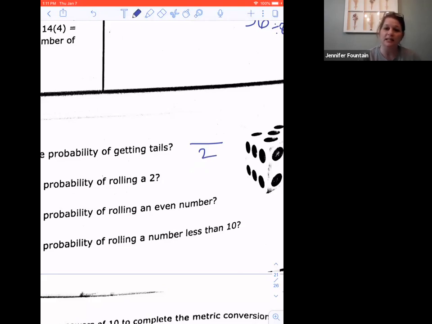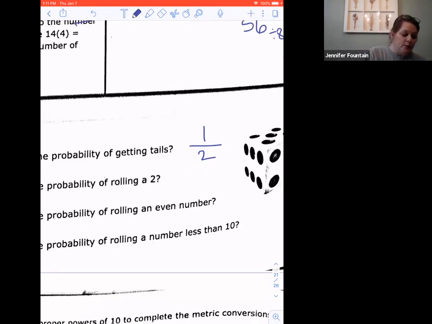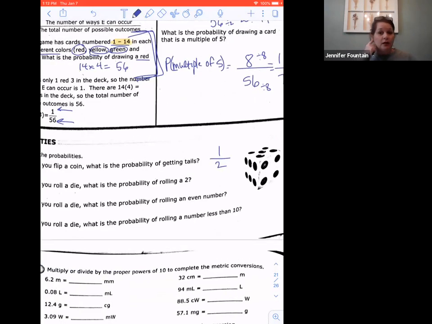How many chances of getting tails do I have? Just 1. So I have a 1 in 2 chance, or I could read that as a 50% probability. I have a 50% chance that I'm going to get tails. I have a 50% chance that I'm going to get heads too. So basically, if I'm flipping a coin, what's my total outcomes? 2. Getting tails is just one of those. So I write that as a fraction, 1/2. Let's look at the next one.